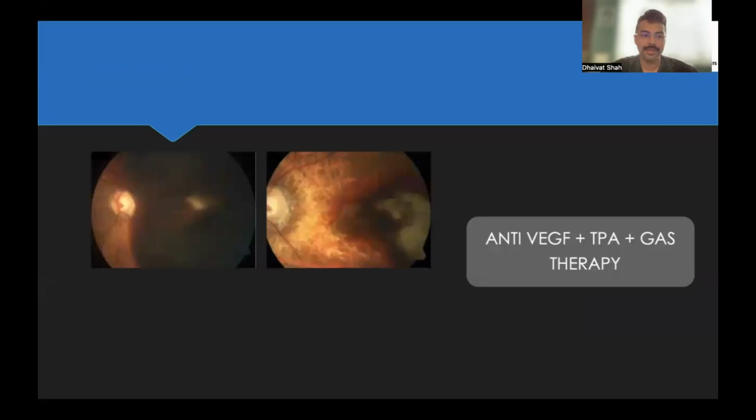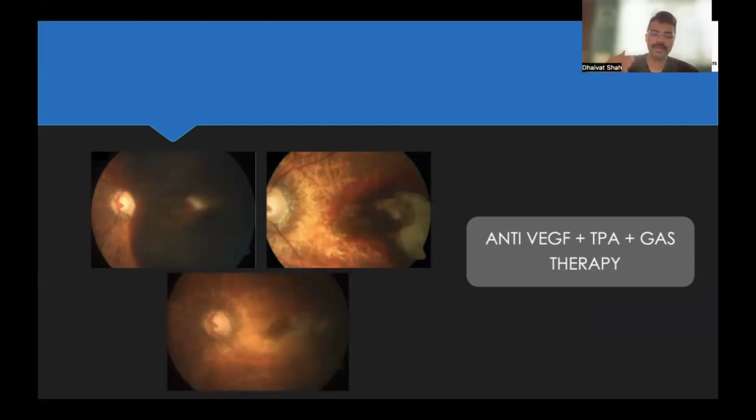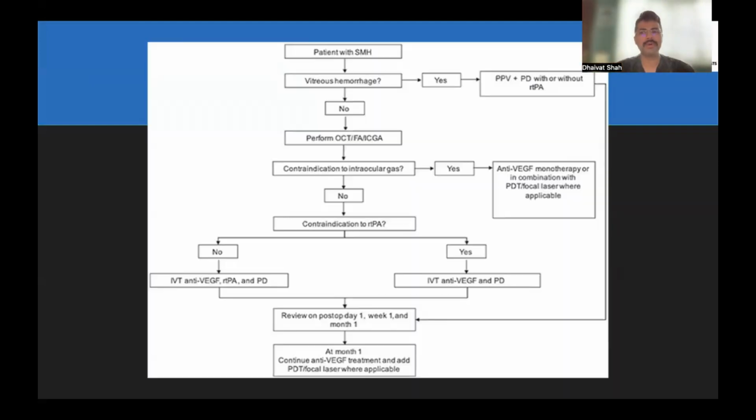So once this was diagnosed, the patient was advised anti-VEGF therapy along with intravitreal TPA and again pneumatic displacement. And as you can see sequentially, the pictures show displaced macular hemorrhage. So to sum it up, submacular hemorrhage can present in two ways. One, with the vitreous clear, one with a vitreous hemorrhage. So if there's a vitreous hemorrhage, there is no other option other than to go in, clear the vitreous hemorrhage, and then to take a call what to do next.